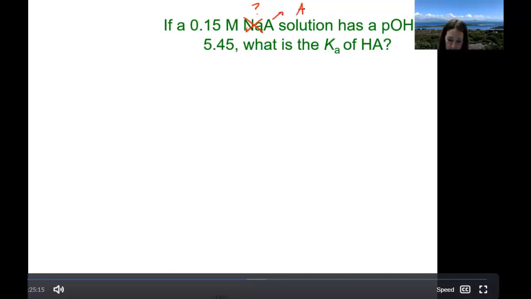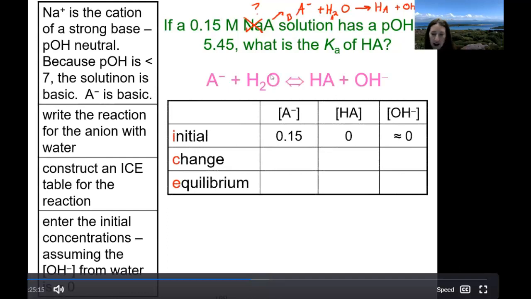A minus, what happens when I put A minus in water? Well, it definitely can't lose, there are no hydrogens, so it must gain. So that must mean that this is a base. That is an acid. Acids lose, bases gain. This is a basic solution. Got it. So when we do our ICE table, we're going to have A minus, HA, and OH.